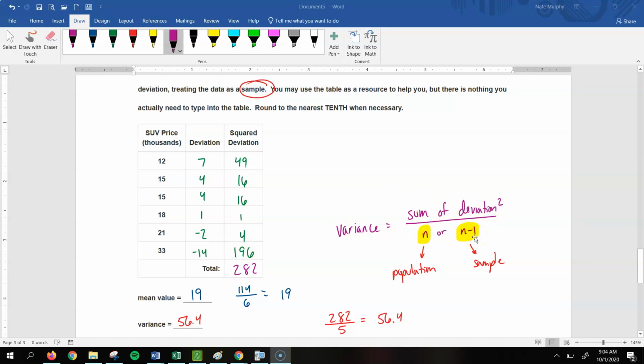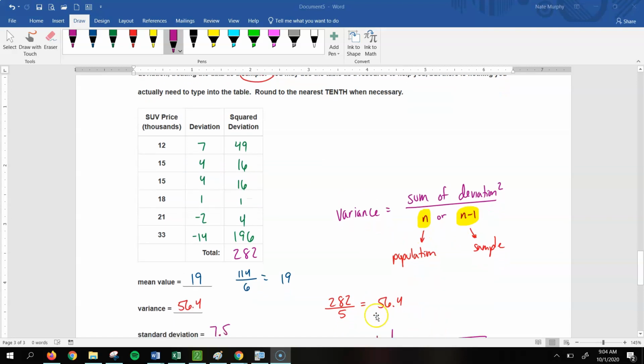So to review, to find a variance, it's always the sum of the squared deviations divided by n, or n minus 1. Now the most common mistake is that people forgot that this was a sample, and so they divided by 6. If you did that, you lost a point. What you want to do is divide by n minus 1. So instead of dividing by 6, you would divide by 5. And when you do that, you get 56.4.